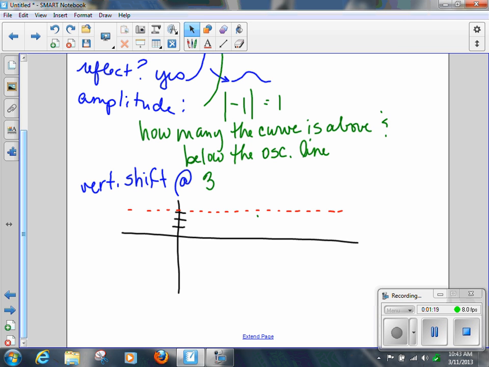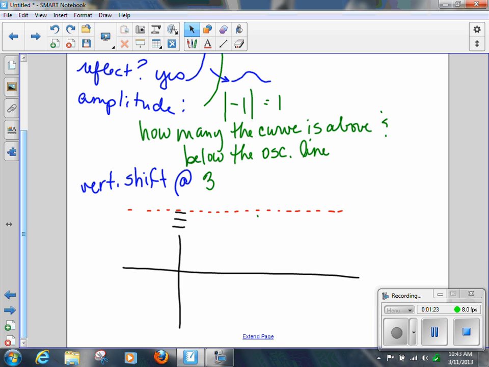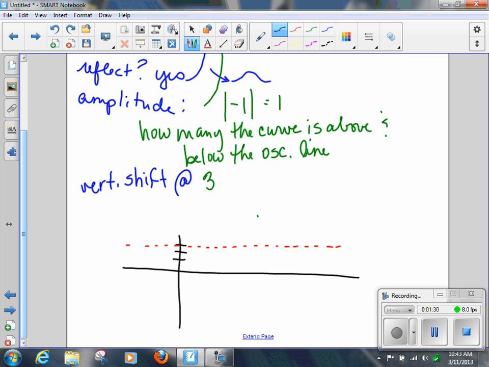a highlighter. And some of you guys come in here before school starts in the mornings and check my homework just to make sure you're on the right track. And you'll notice in my own homework that I've highlighted my oscillation line. It's at 3. I know that my amplitude is 1.